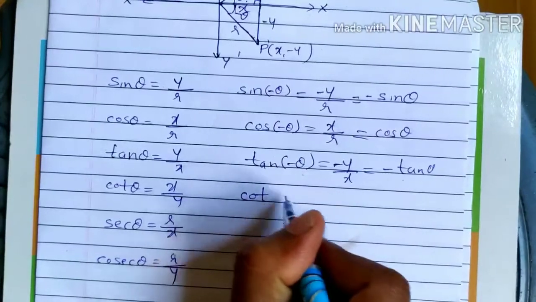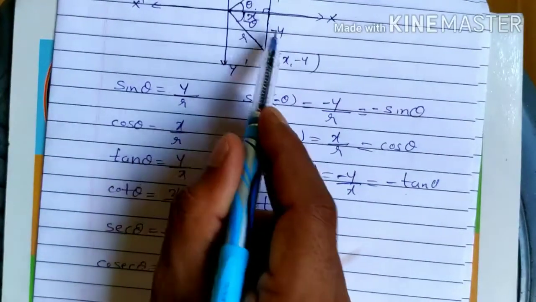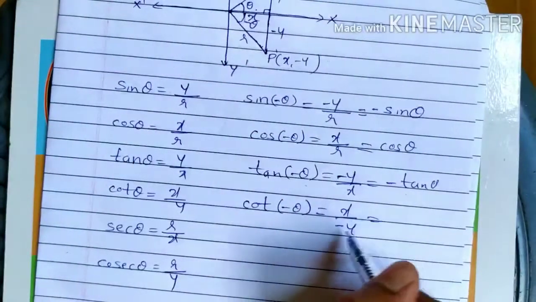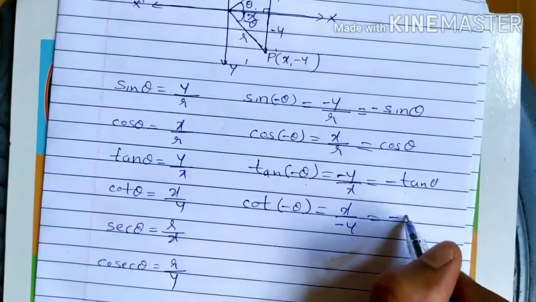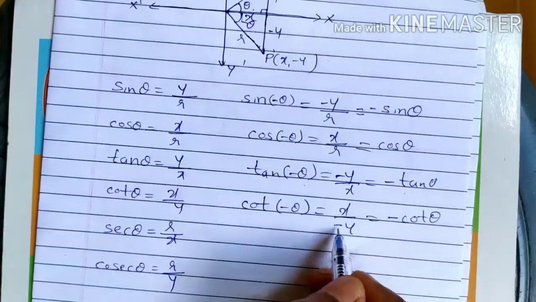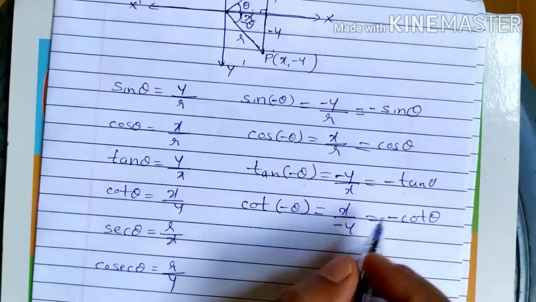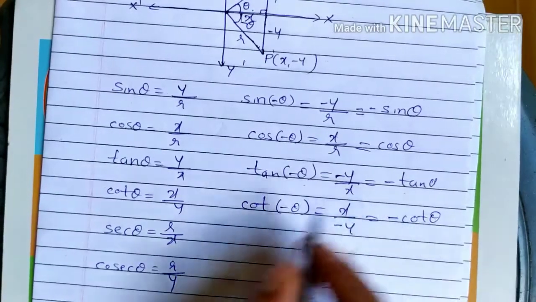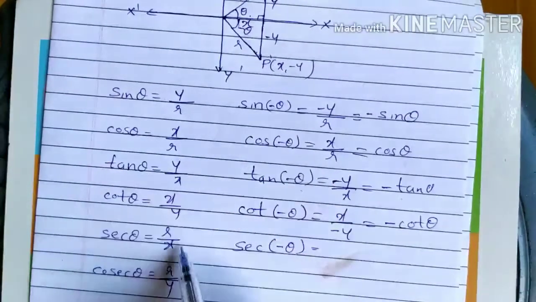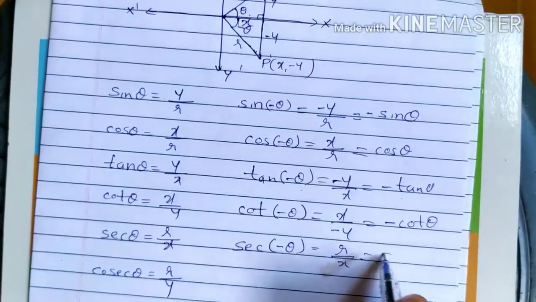Similarly, cot of minus theta is x by y, so x by minus y for a negative angle. That is minus x by y, which is minus cot theta. You can consider the minus in the numerator also. There is a reason, but I will not discuss it now. Minus comes here, minus cot theta. Similarly, sec of minus theta is r by x, so it is the same, sec theta.